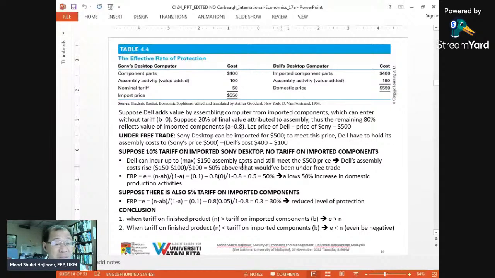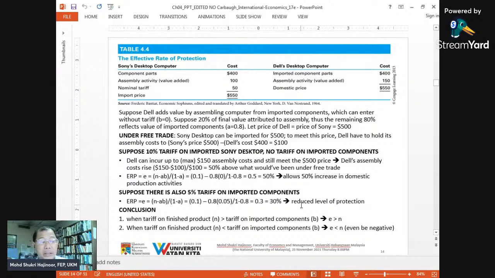Dell's assembly cost rises 50% above what it would have been under free trade. So now we calculate the effective rate of protection. This is the formula again. Nominal, this is N, minus 80% times the 0% rate on the imported component, divided by 1 minus that percent of imported component. So that gives us 50%, which allows a 50% increase in domestic production activities. So protection of 50%.